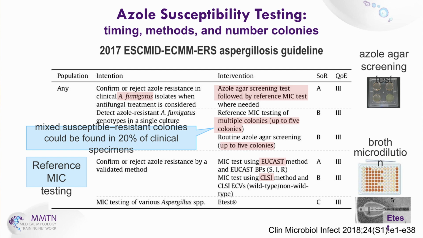But it should be noted that mixed susceptible and resistant colonies could be found in 20% of clinical samples. So when we do the azole-agar screening test or MIC testing, multiple colonies, up to 5 colonies, can be tested.